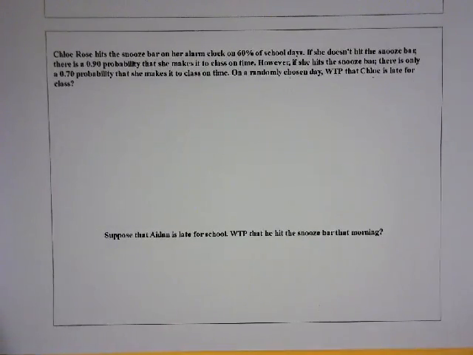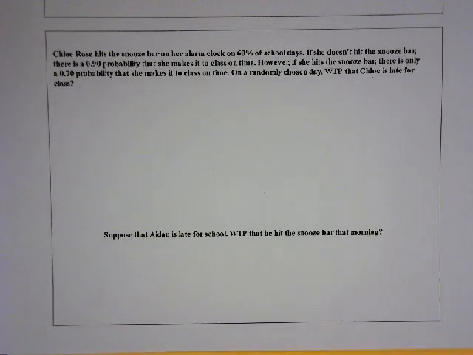So it says Chloe Rose hits the snooze bar on 60% of school days. If she doesn't hit the snooze bar, there's a 0.90 probability that she makes it to class on time. However, if she hits the snooze bar, there is only a 0.70 probability that she makes it to class on time. On a randomly chosen day, what is the probability that Chloe is late for class?